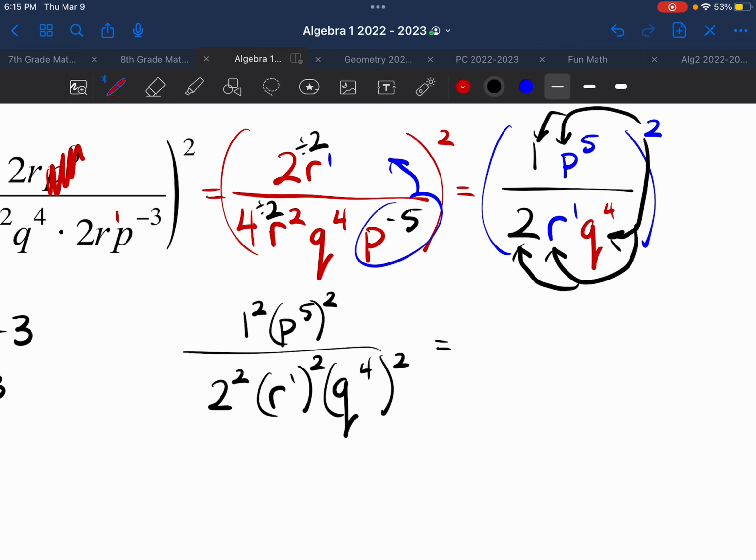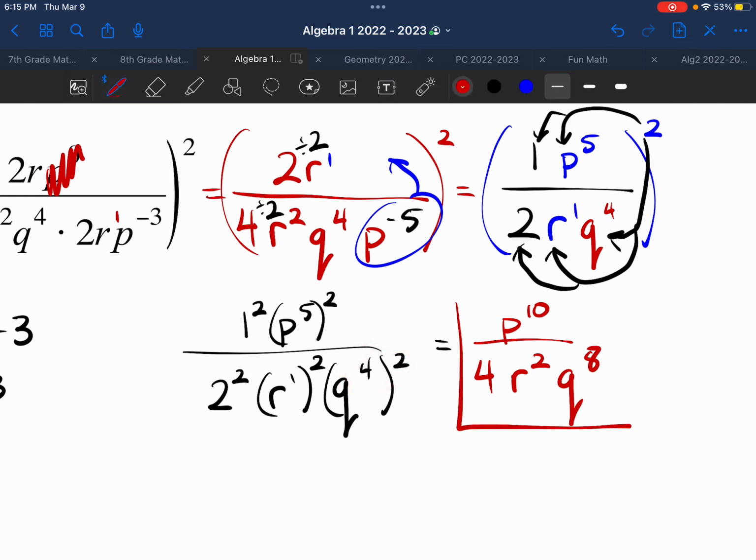In the numerator, I just have p to the power of, okay, what do I do for my operation with the 5 and 2? Do I add them? No, I multiply. A power to a power means multiply. 5 times 2 is 10. And in the denominator, I'm going to have a 4. I'm going to have an r to the power of, okay, multiply. 1 times 2 is 2. And again, multiply q to the power of 4 times 2 is 8. So it's going to be q to the power of 8.